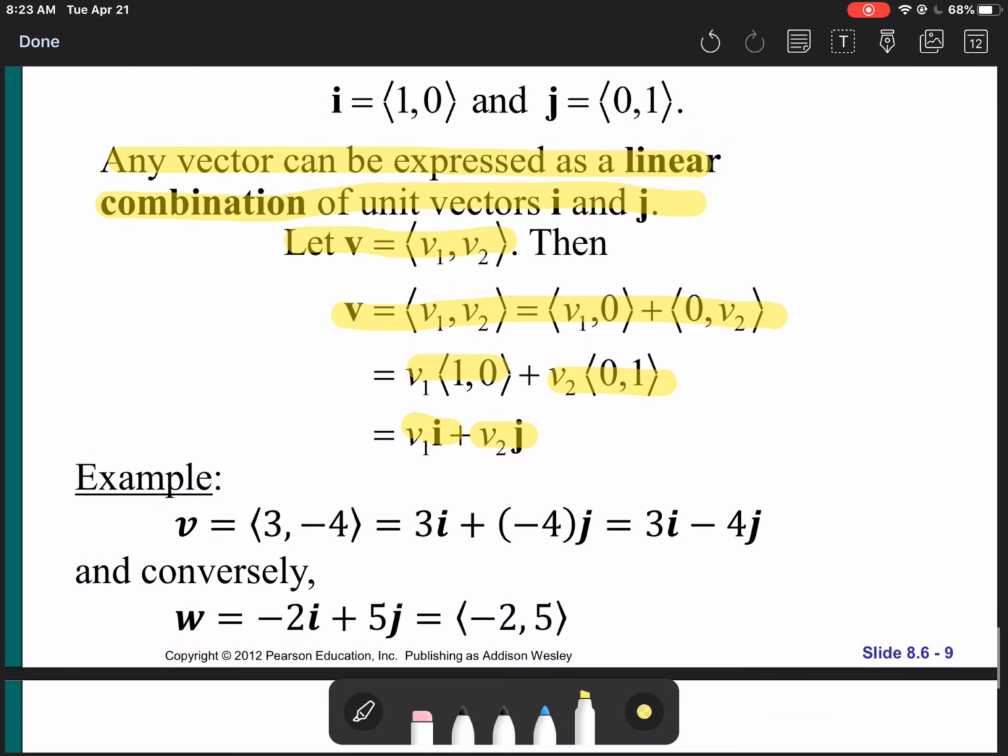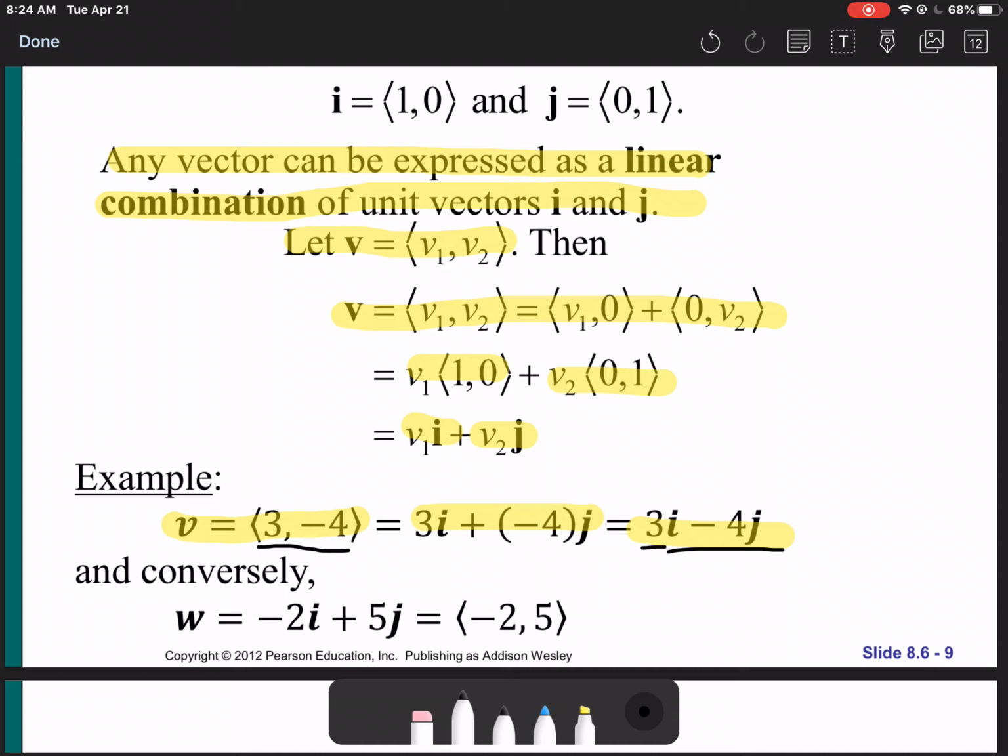So you can take a vector having components a, b. In this case, I've got vector v having components 3, -4. And I can express that vector as a linear combination of the unit vectors i and j. I can represent vector v using 3i plus -4j, or 3i minus 4j. So what that does is it gives you another way that you can represent your vector. So we have the component form of the vector, components 3, -4.